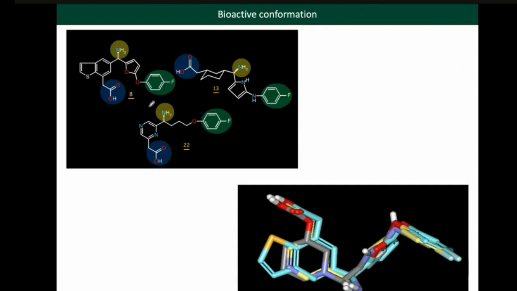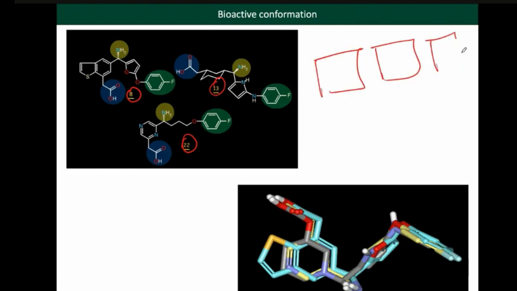So here we have three molecules, say molecule number 8, 13, and 22. Those are three different molecules in the data set. I write here, this is molecule 8, this is molecule 13, and this is molecule 22. You may have many molecules. Just for example, we are taking three molecules from the data set for explanation, right? We actually do this for all the molecules.